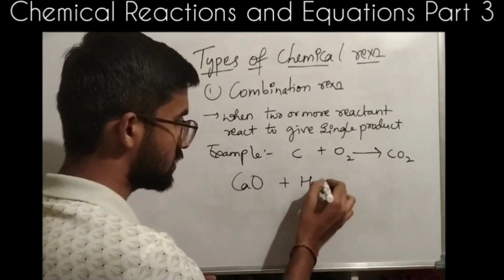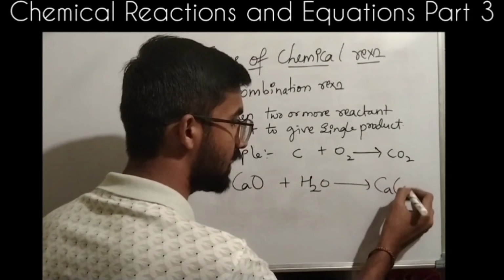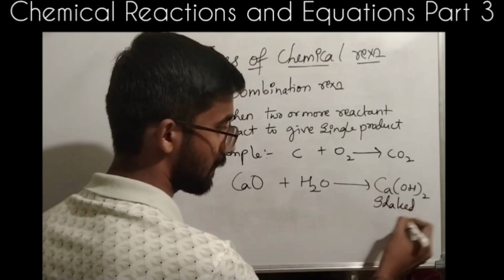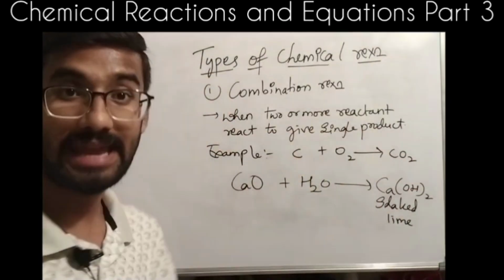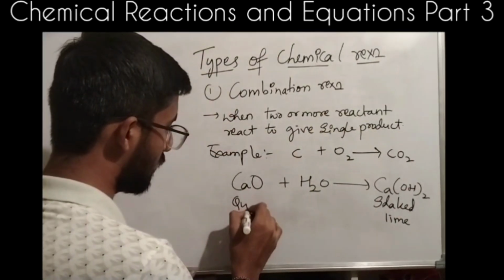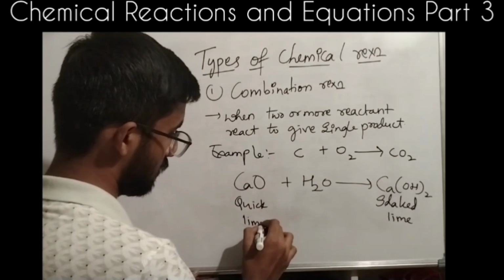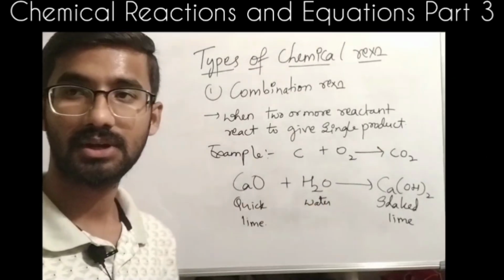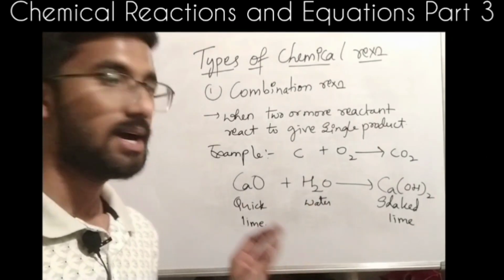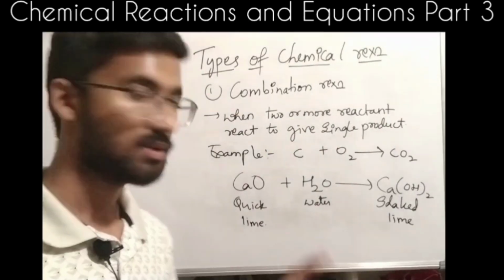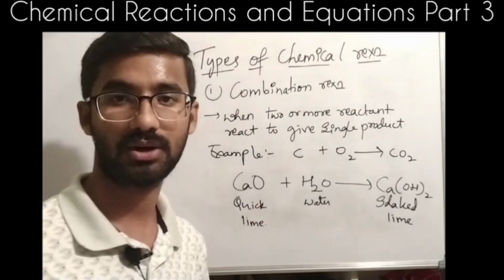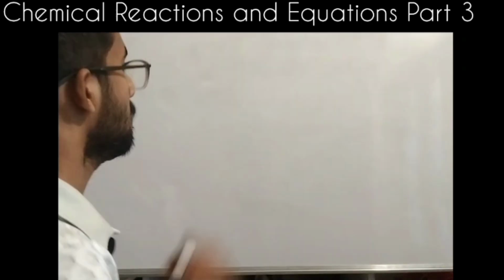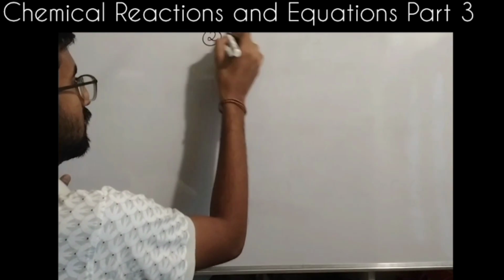When we put calcium oxide into water, it forms calcium hydroxide, which is also called slaked lime, and calcium oxide is also called quicklime. It is the best example for a combination reaction. Two reactants react to form a single product. Clear?